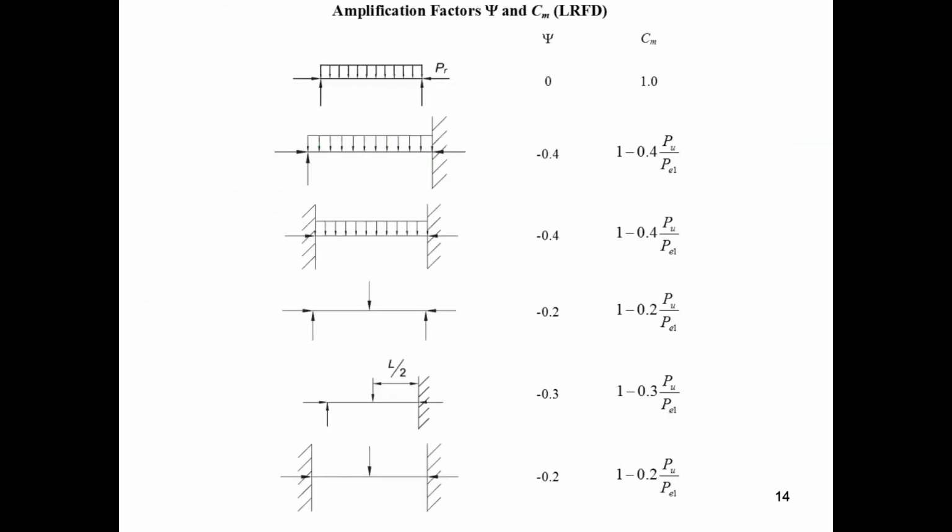The value of psi can be calculated using this table. For example, a beam column with hinge supports at both ends and subjected to uniformly distributed load: psi equals 0 and Cm equals 1. A beam column with one end fixed and the other end hinged and subjected to uniformly distributed load: psi equals negative 0.4 and Cm equals 1 minus 0.4 times Pu over Pe1.